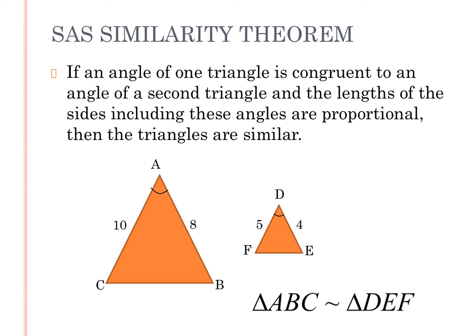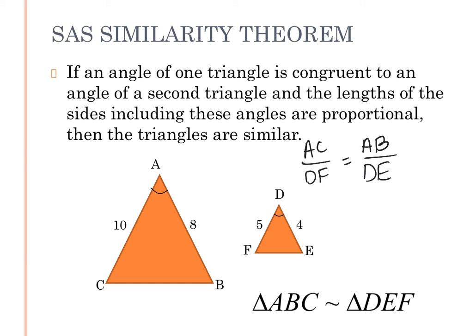So in other words, all you need are two sides that are proportional and an angle in between them that's congruent, okay? So for this one, you would need to write AC over what side in the smaller triangle? DE. Wait, no. DF is equal to AB over DE.